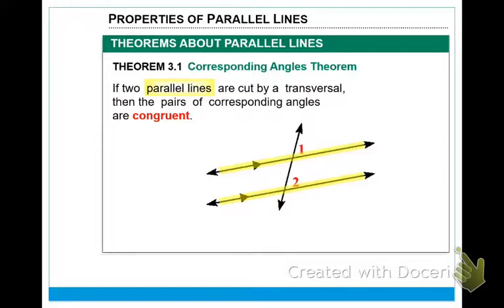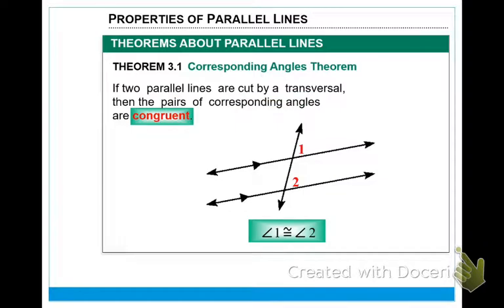All right, so let's look. It says if 2 parallel lines are cut by a transversal, then the pairs of corresponding angles are what? Congruent. In the box of corresponding angles, they are congruent. And I would highlight that. Corresponding angles are congruent.